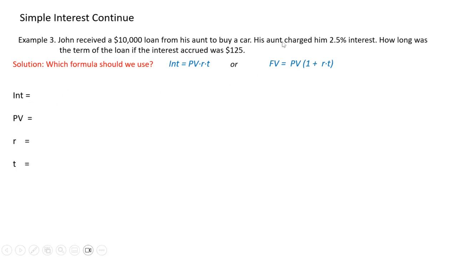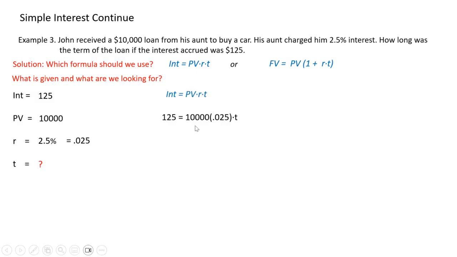So we're looking for T, right? What is given and what we're looking for? We're looking for time, because they're saying how long. How long means time. So the present value that John received was $10,000. The interest rate was 2.5%, which converted to a decimal gives us 0.025, and the interest accrued is 125. So let's put everything in the formula, guys. Plug everything in and solve for T.